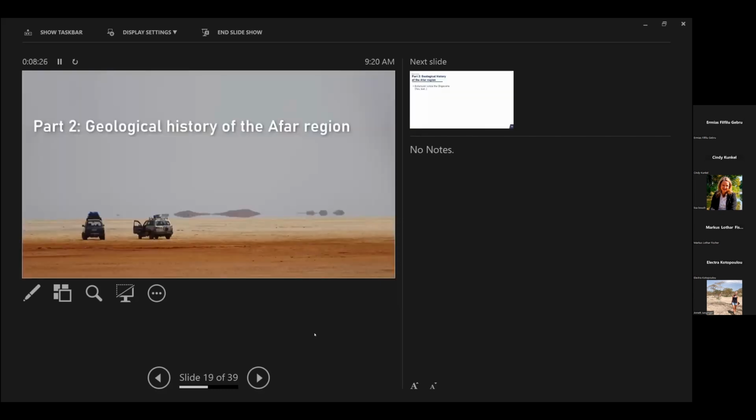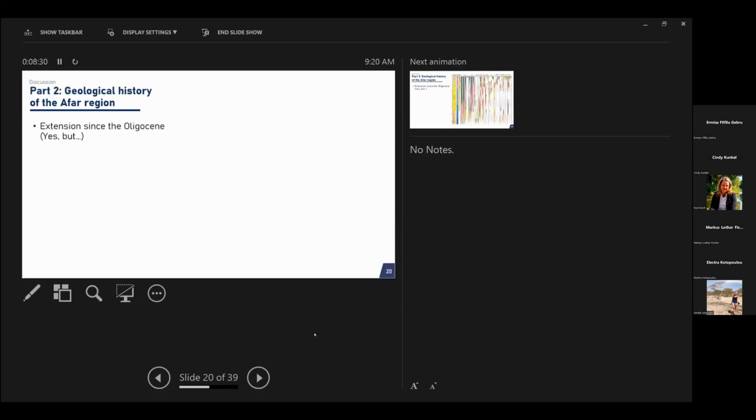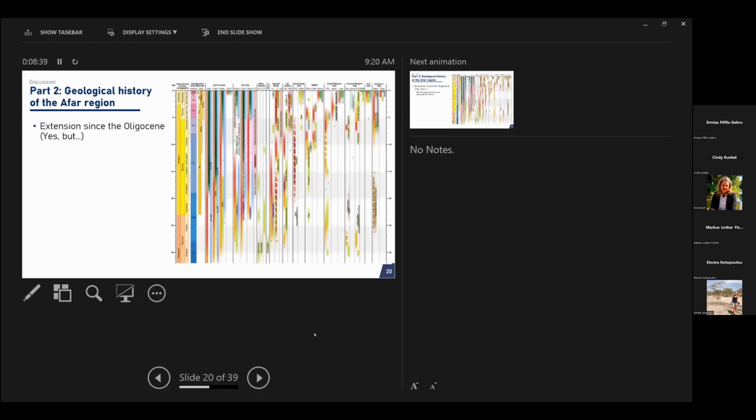Okay, let's now go to the second part of this presentation about the geological history of the region. And this comes back to the question, extension since the Oligocene. Yes, but it's a bit more complex than this. And to do this, we have reviewed the literature, and we've tried to compile everything in the region, what happens when, everywhere. So we have looked at tectonic, magmatic, and sedimentary events throughout the region. It's part of the paper I presented to you.